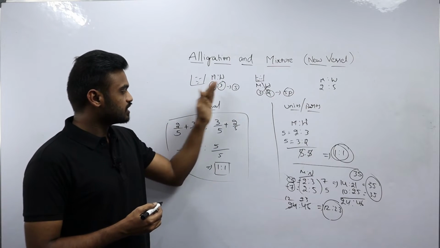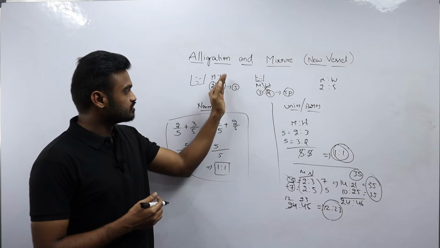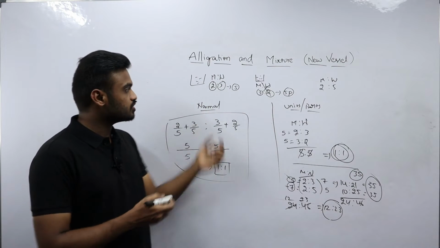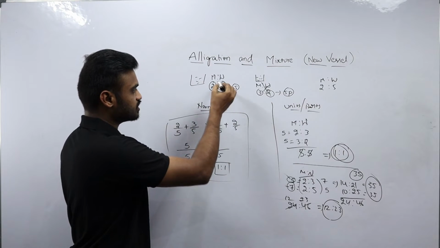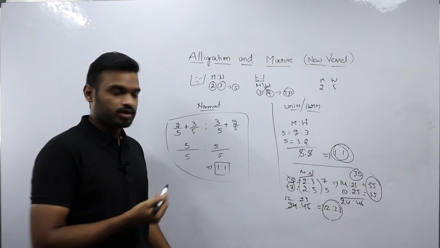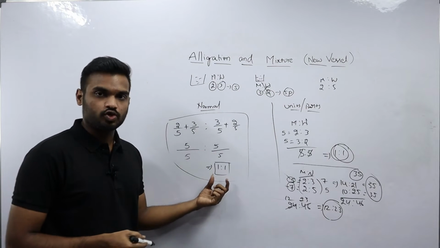In the normal method, the only difference is we write all the quantities of the first quantity on the left hand side and all the quantities of the second quantity on the right hand side. Here also we wrote all the quantities of milk on the left hand side and all the quantities of water on the right hand side. Then we can simply calculate them and find the total ratio.